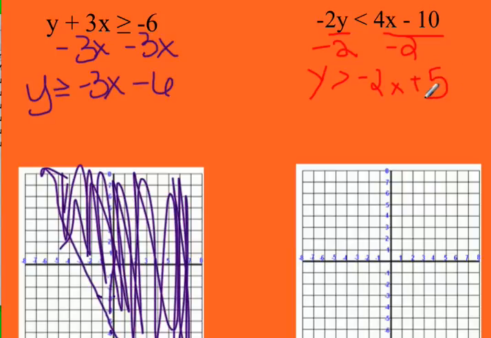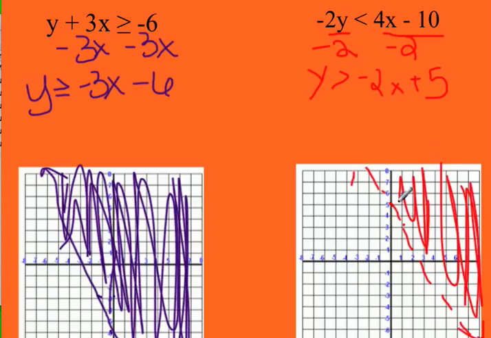So you're crossing the y-axis at 5, which is right here. And then your slope is negative 2, which is the same as negative 2 over 1. So I'm going down 2, right 1, down 2, right 1. So that is going to be dashed. And you're going to shade above, because I picked a spot on the line and I went up. So I'm shading in right there.